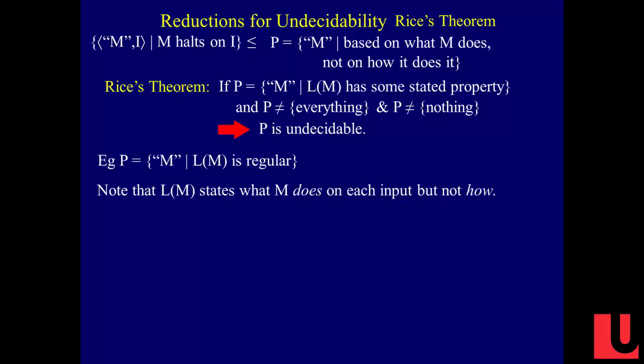All right? Yes? So P is that you have a machine M, and the language of that machine M is said to be regular. In this example, yes. And you're saying that problem P is undecidable. Yes. Could you go over what the term undecidable means again?